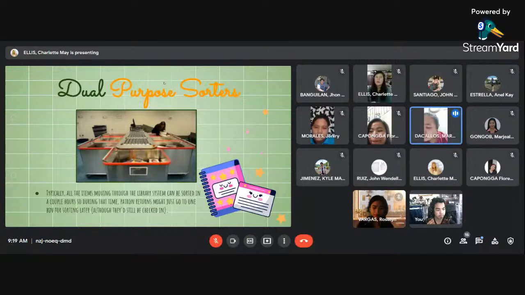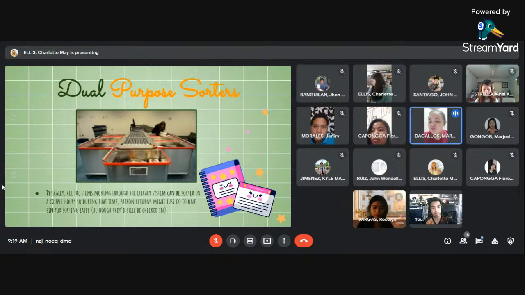Typically, all the items moving through the library system can be sorted in a couple of hours. During that time, patron returns might just go to one bin for sorting later, although they will still be checked in.